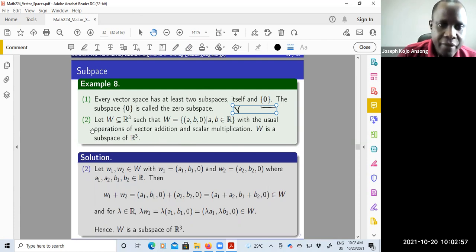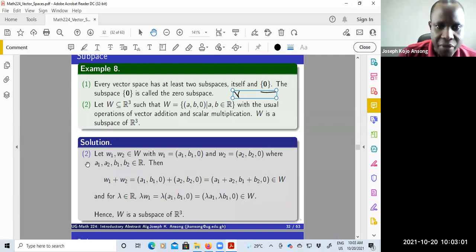Okay, let's look at one that is not so trivial, that needs a bit of calculation. So example 2 here: let W be a subset of R3 such that W is given by (A, B, 0), where A and B are real, with the usual operations of vector addition and scalar multiplication. You want to show that W is a subspace of R3.